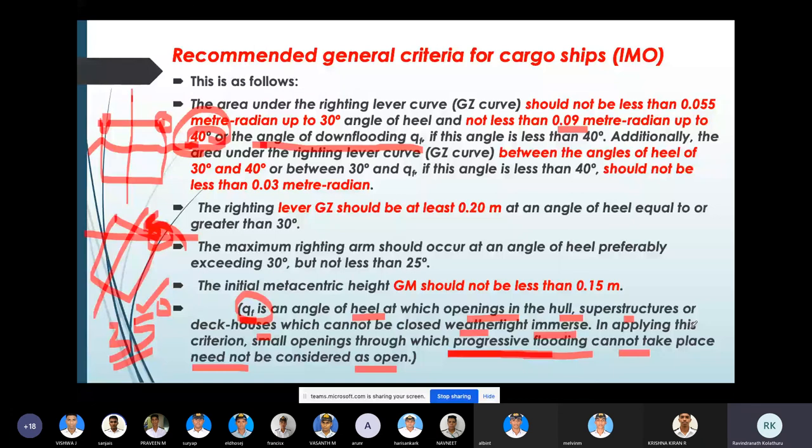It keeps on flooding. See what happens in applying this criteria: as your deck edge starts immersing at your angle of down flooding, water starts getting into your deck compartments. Once it does, all the openings in the hull structures start filling in. Now, certain openings may not lead to progressive flooding into the other compartment. It will stop there itself. But with some openings, once they are filled, you have progressive flooding into the next compartment, which has to be taken into account. So openings which do not have progressive flooding need not be considered as a criterion. You need not take those openings, because that will not be a problem for us. Only where you have progressive flooding into compartments, those compartments have to be taken into account.